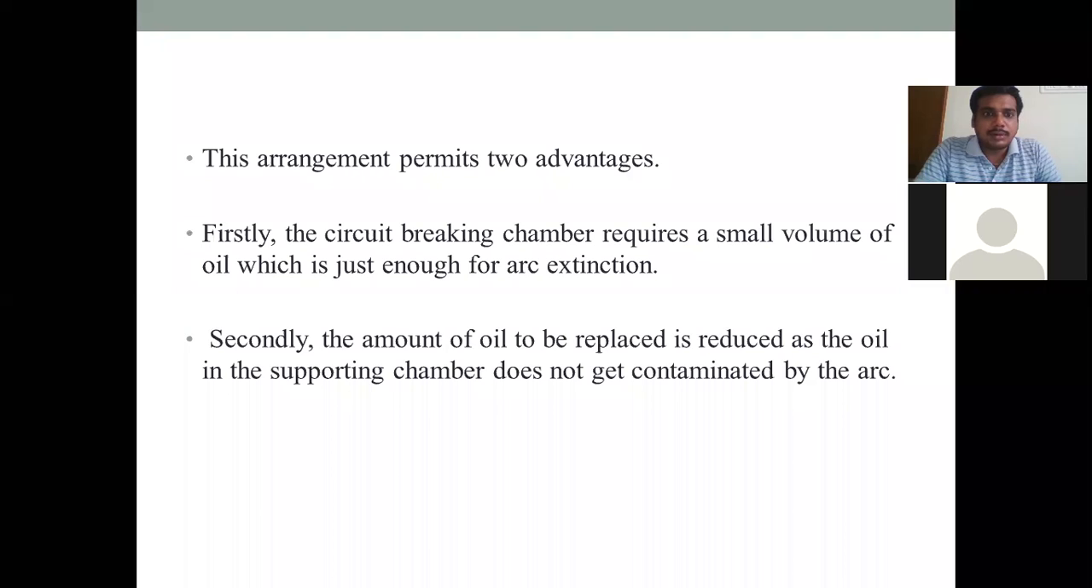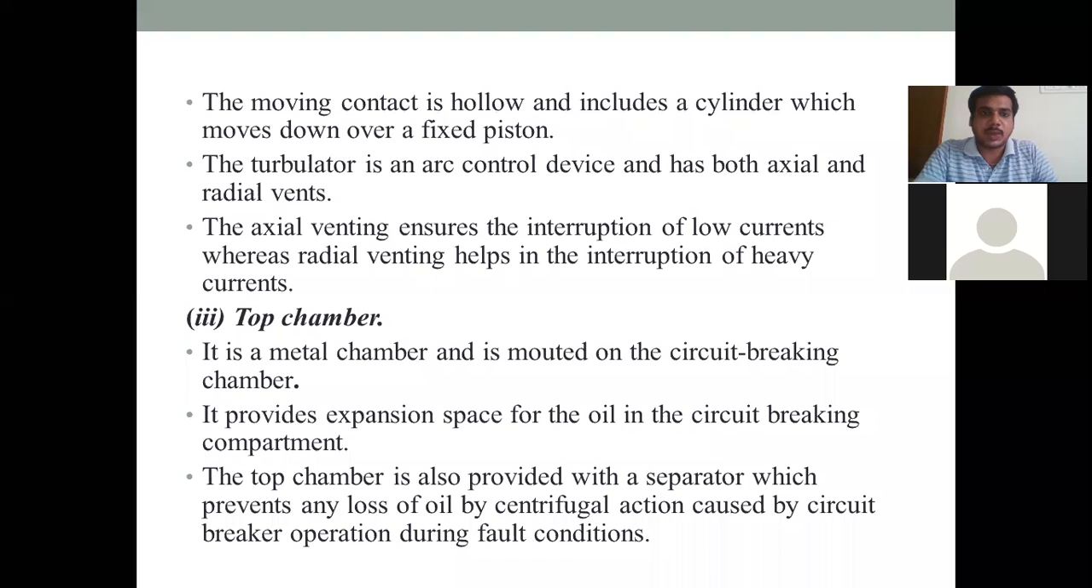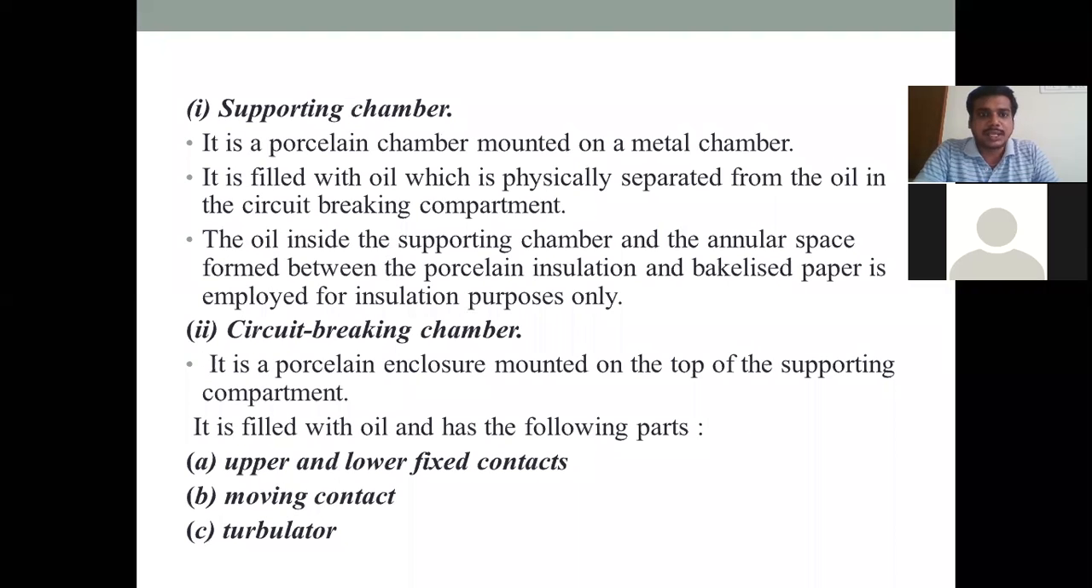So with these arrangements, as I told, the circuit breaker chamber requires only a small amount of oil for arc extinction. The oil can be replaced. These are the advantages of the separation. As I told, three chambers are present. The top chamber and the supporting chamber are made of porcelain and have the insulation material. Then the oil will be filled in it. It will have the contacts, and a piston arrangement will be present in the supporting chamber.